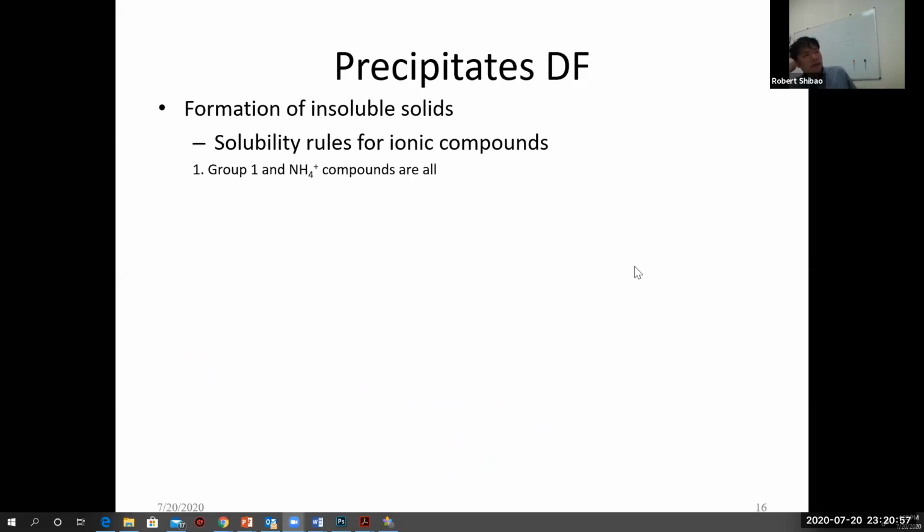So if we want to see if we're going to form a precipitate, precipitates are usually solids that come out of solution. If you have a solid precipitating, it's usually an indication of stability. And so what we want to do is review the solubility rules for ionic compounds. Like group 1 and ammonium salts are all soluble. Acetates, chlorates, and nitrates are all soluble, et cetera, et cetera. And so we went through these already, the solubility rules.